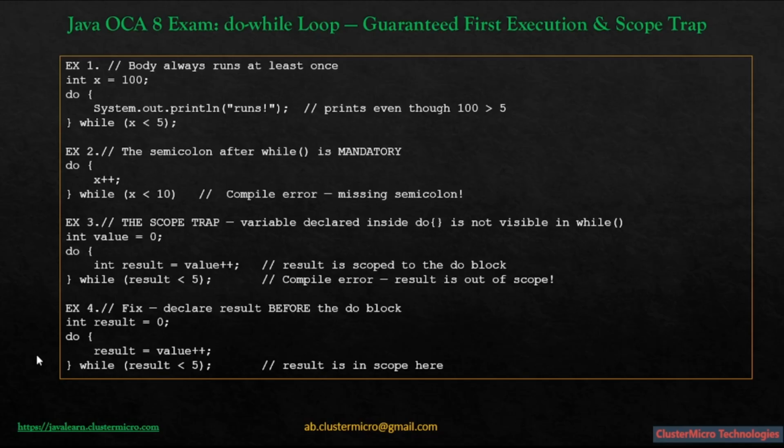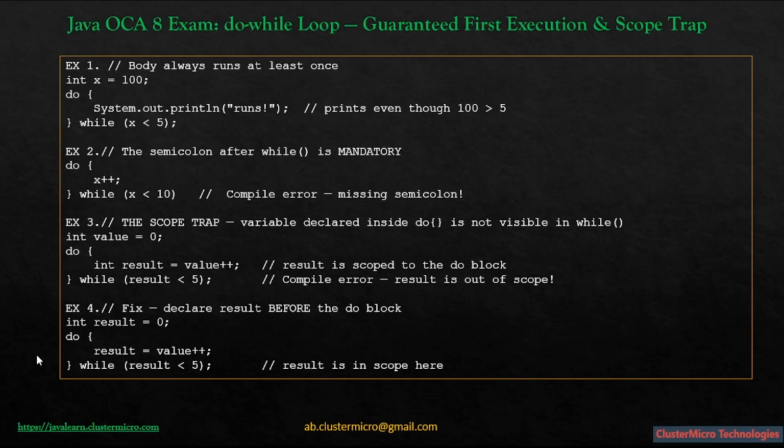Second, there is a scope related trap. Any variable that is declared inside the do block is limited to that block scope only. This means the variable cannot be accessed in the while condition that follows. For example, if you declare int result inside the do block and then try to use result in the while condition, the code will produce a compile time error. The correct approach is to declare the variable before the do block.